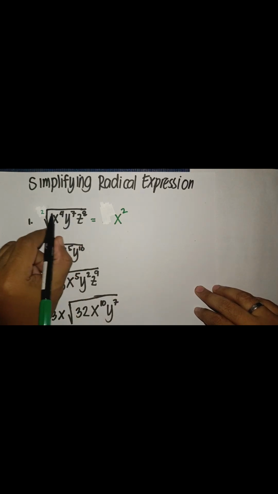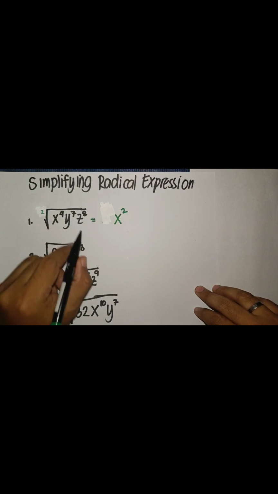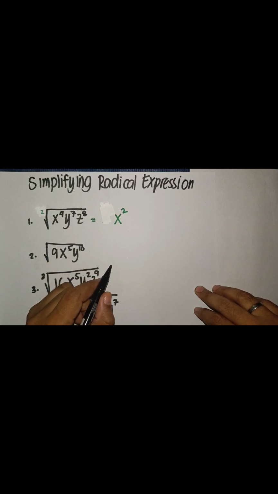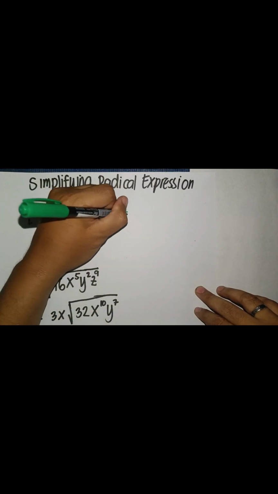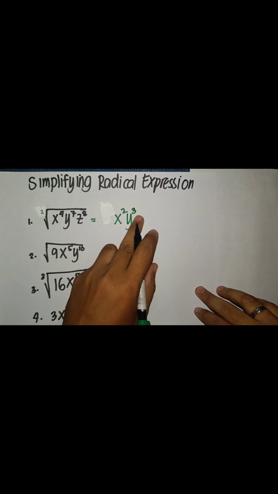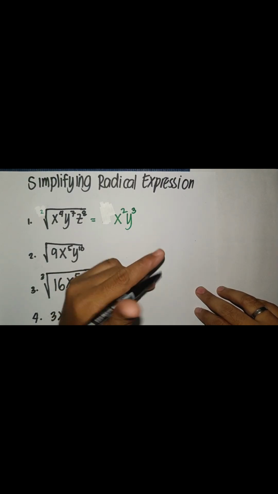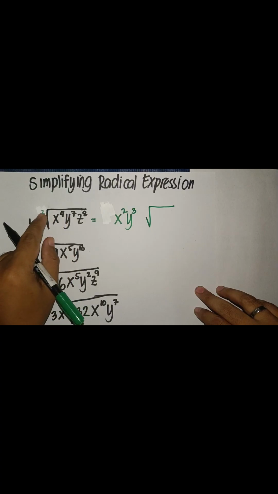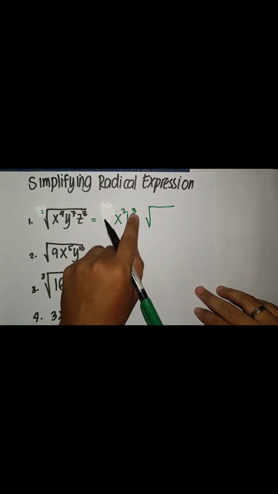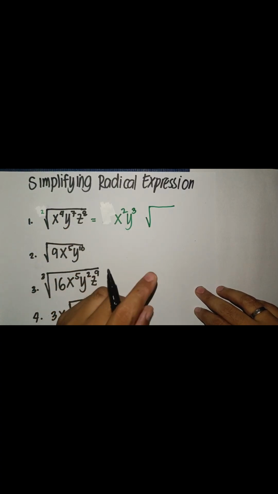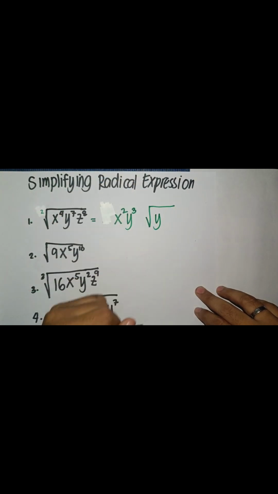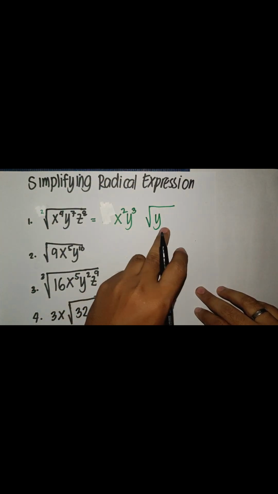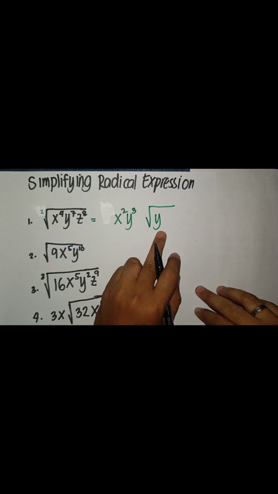Next is 7 divided by 2. 7 divided by 2 is 3, remainder 1. Meaning to say, y cubed will be written outside the radical symbol. Y cubed, then remainder. Again, 7 divided by 2 is 3, remainder 1. So 3 outside the radical symbol. Remainder 1, meaning to say there is one variable y that will remain inside the radical symbol.